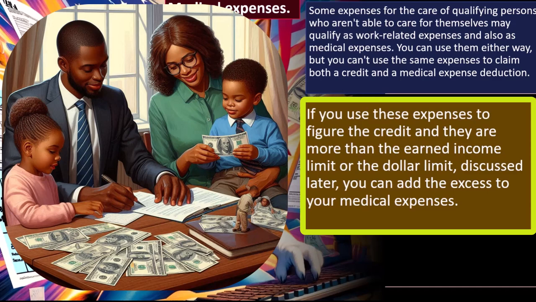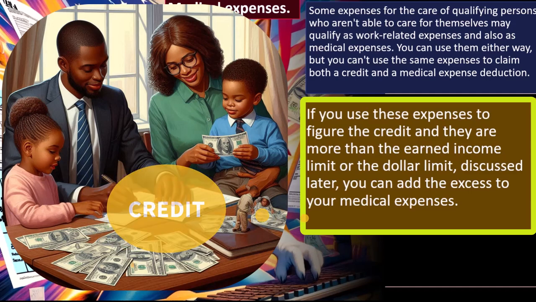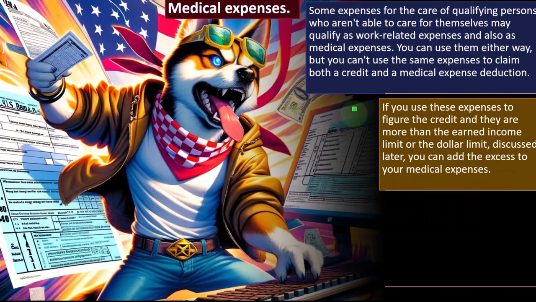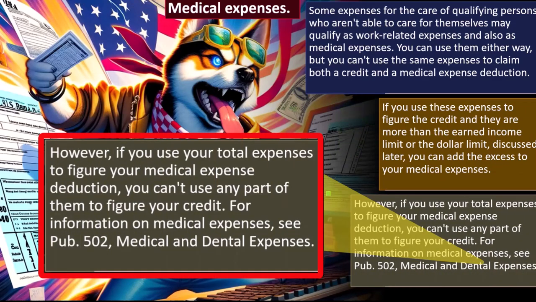So if you use these expenses to figure the credit and they are more than the earned income limit or the dollar limit discussed later, you can add the excess to your medical expenses. So in other words, now you're saying, okay, they would have qualified for both the medical expenses and this credit. So I'm going to take the credit first because that's possibly more beneficial, but there's a limit on the amount that I can apply to the credit. So then you might be able to apply the amount up to the credit up to that point. And then if there's any excess that was paid above that, possibly apply that to the deduction, possibly on the Schedule A medical expenses. However, if you use your total expenses to figure your medical expenses deduction, you can't use any part of them to figure your credit.